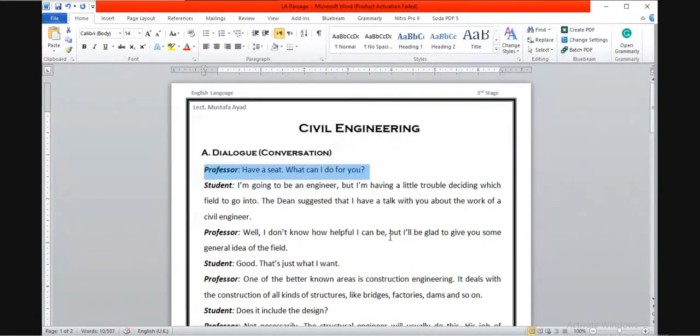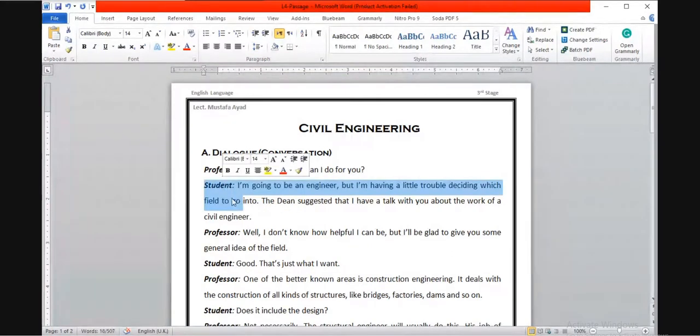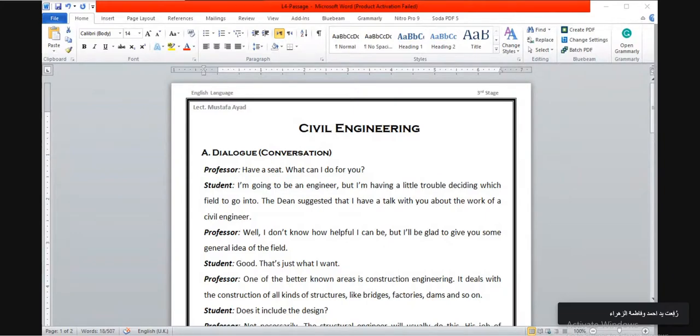So the professor here is asking the student what he or she can do for the student. That means, how can the professor help this student? So what can I do for you? Here the student is trying to speak. And let's ask some of our students to read. So who would like to read this sentence?